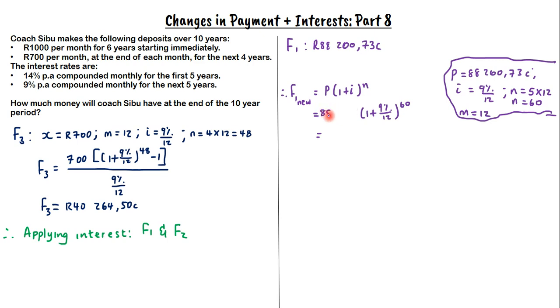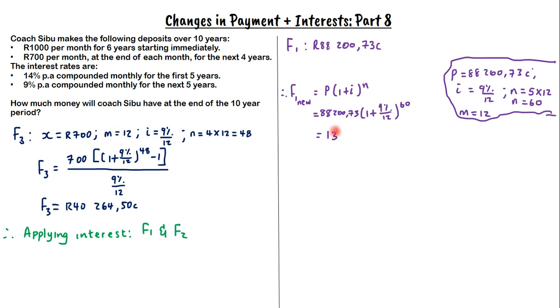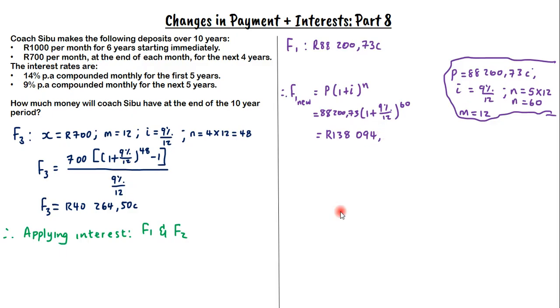88,200.73 cents. It's very important to put in that 73 cents. I missed it. Let's edit this to 0.73 cents. There we go. So 138,094 rand and 21 cents. All right, so now we're going to do the same thing for the second future value.